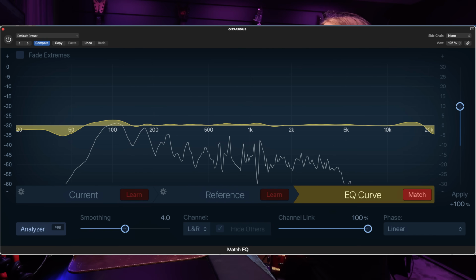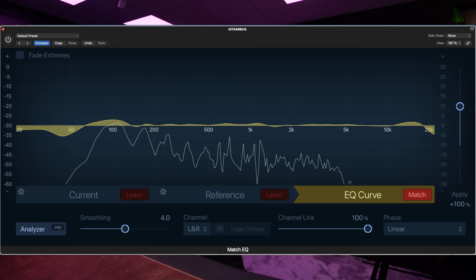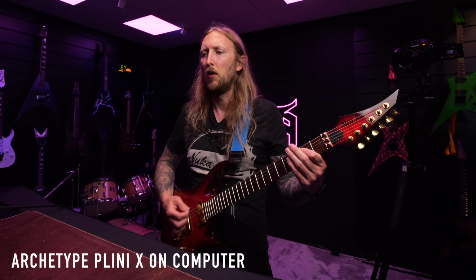All right, so I did a match EQ. You can take a look at it right here. Basically showing that the Quad Cortex version is lacking a little bit of low end that the actual plugin on the computer does have. So there is a little bit of a difference, but at the same time, if you take a look at the rest of the match EQ, there's not really a difference at all. And to my ear, I can't really hear that much of a difference.